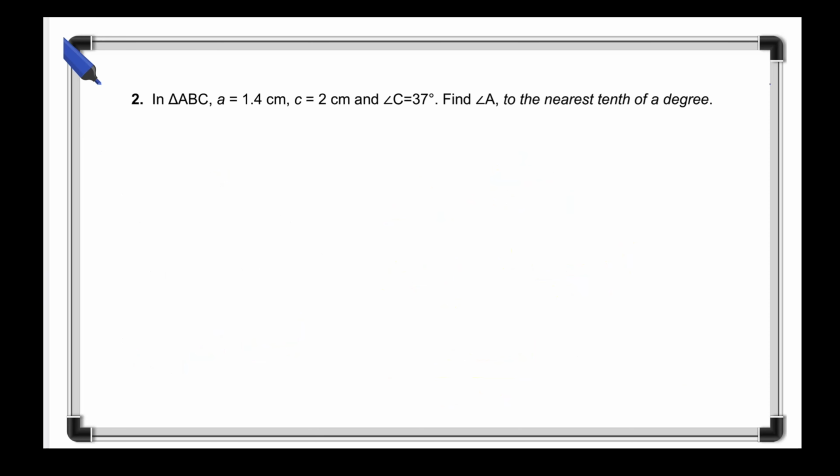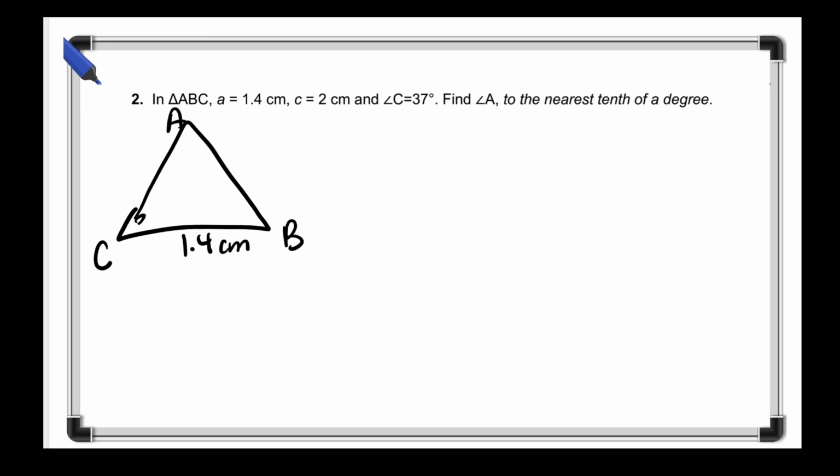Okay, in question number 2, let's go ahead and draw our triangle. So you have ABC. We'll say this is angle A because our side A is 1.4 centimeters. Let's say this will be B, and then this will be angle C, which we know is 37 degrees. And our side C is going to be 2 centimeters.